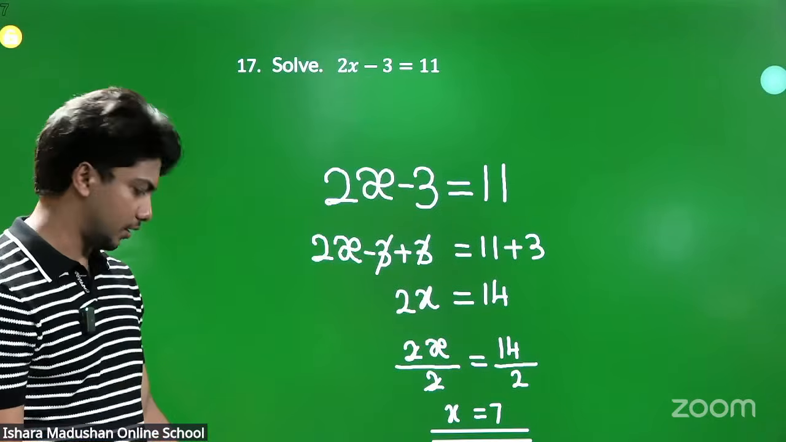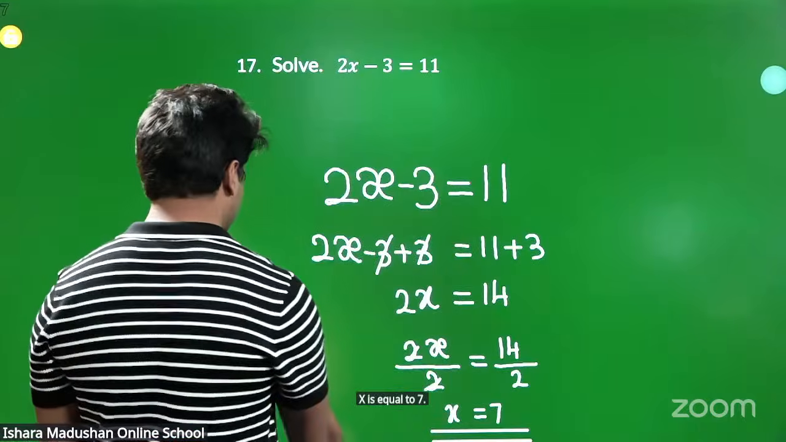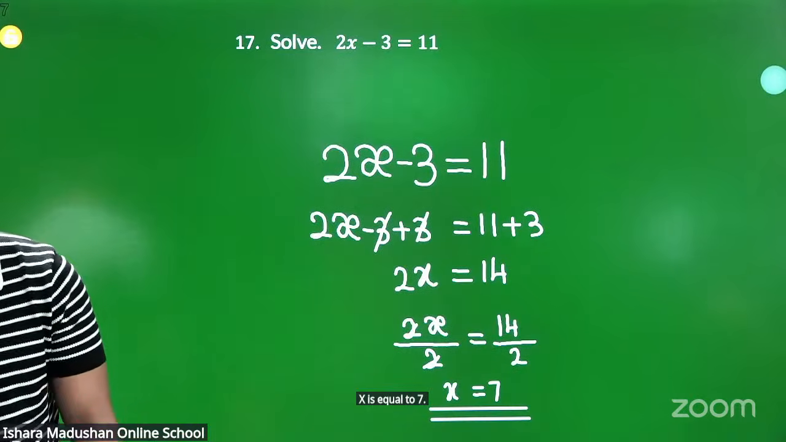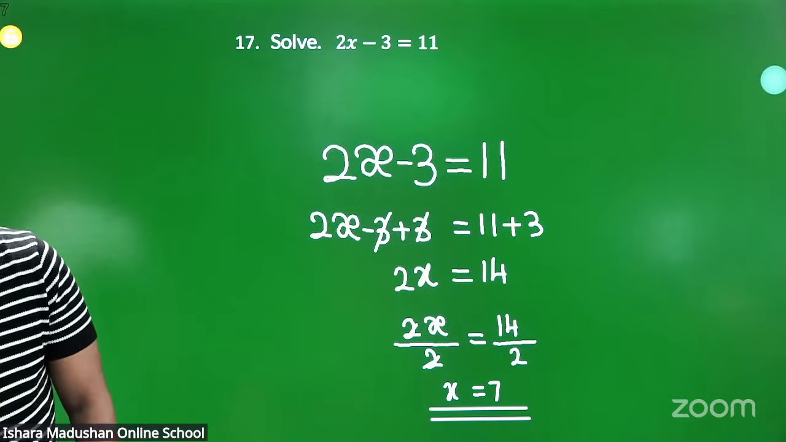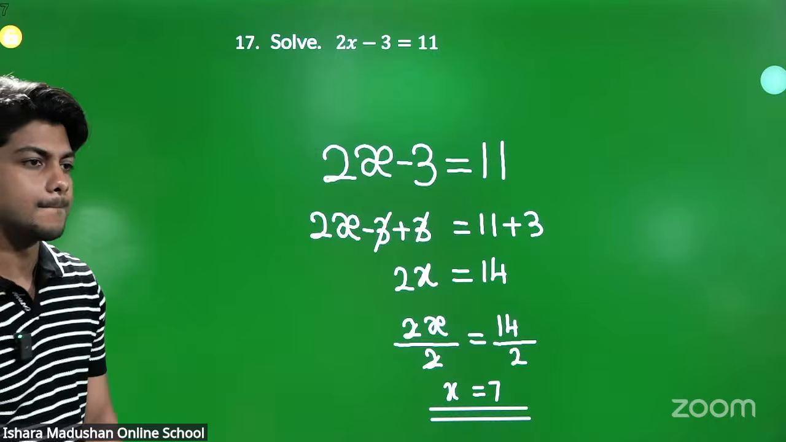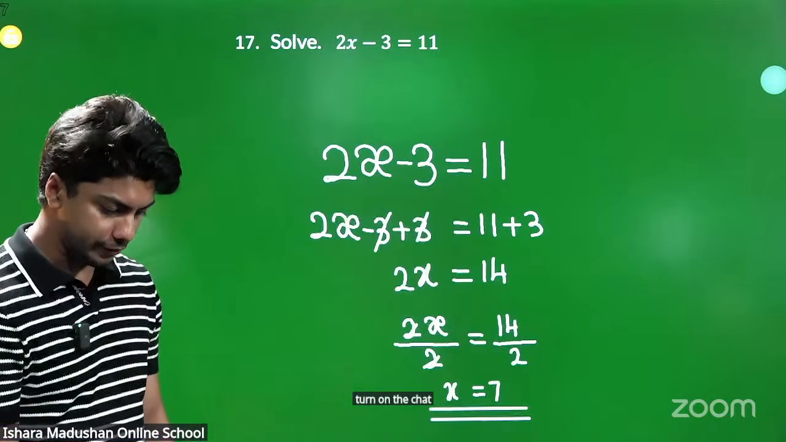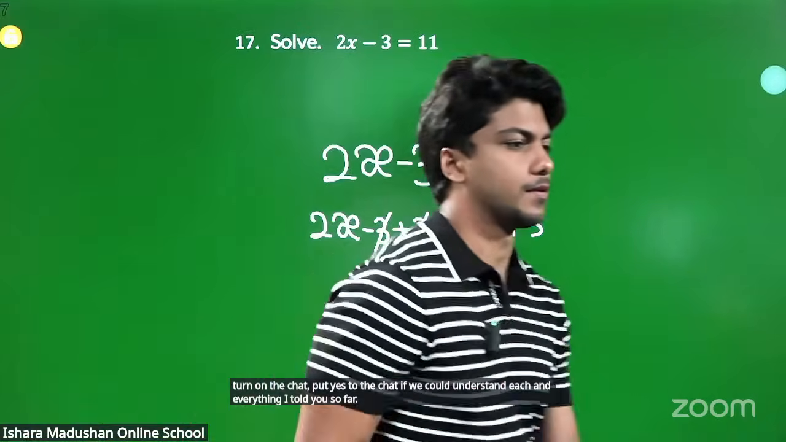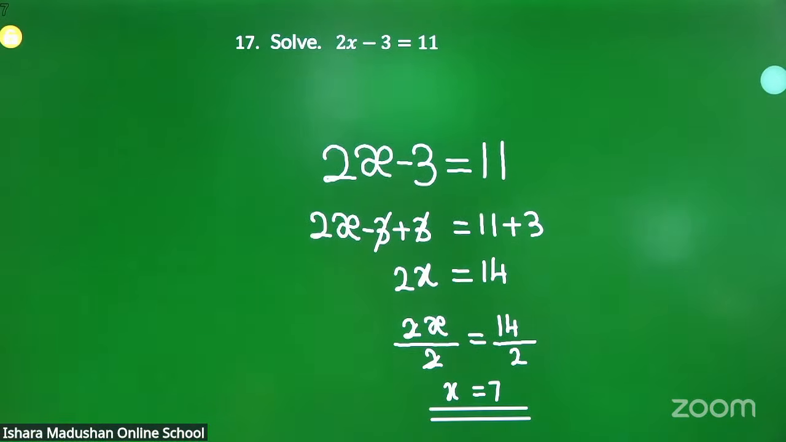X is equal to 7. Okay. Put yes to the chat if you could understand each and everything I taught you so far. Okay, all sure.